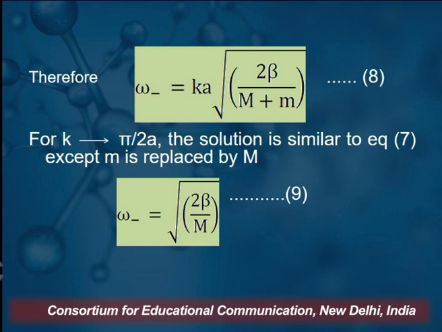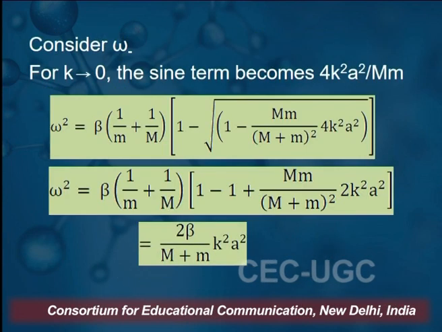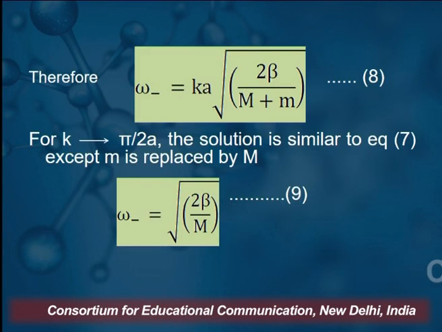Again, for the limit of k tending to pi by 2a, we find that omega minus will be of the same form as my equation number 7, but instead of 2 beta by small m, it will be under root of 2 beta by capital M. That means at k equal to pi by 2a, omega minus will be under root of 2 beta by capital M, and when k tends to 0, omega minus becomes equal to k a into under root of 2 beta upon m plus M. That means, at k equal to 0, omega minus will be equal to 0.